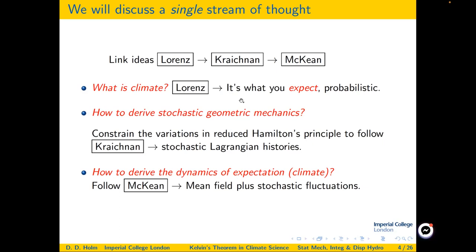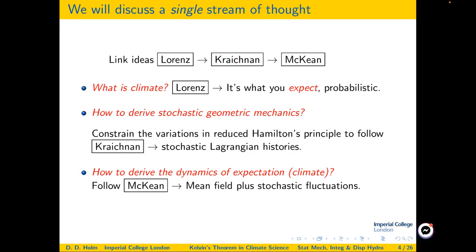And in order to get going with that, you need to derive some stochastic form of geometric mechanics. The way to do that is to constrain the variations in Hamilton's principle for the fluid dynamics, for example, to follow Kraichnan by introducing stochastic Lagrangian histories. So the Lagrangian trajectories become stochastic processes in Hamilton's principle. And then when you take the variations, you get stochastic fluid equations. And the stochastic fluid equations have a Kelvin circulation theorem, and the Kelvin circulation theorem has a stochastic loop. And so the loop moves with the stochastic flow. Now, to derive the dynamics of expectation, we follow McKean and introduce mean field plus stochastic fluctuations into Kelvin's theorem.